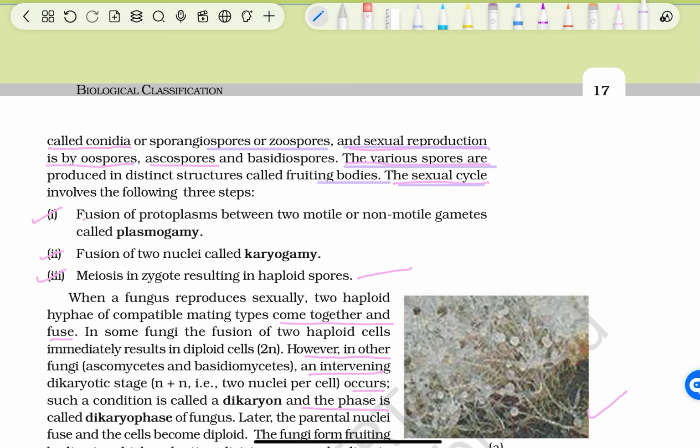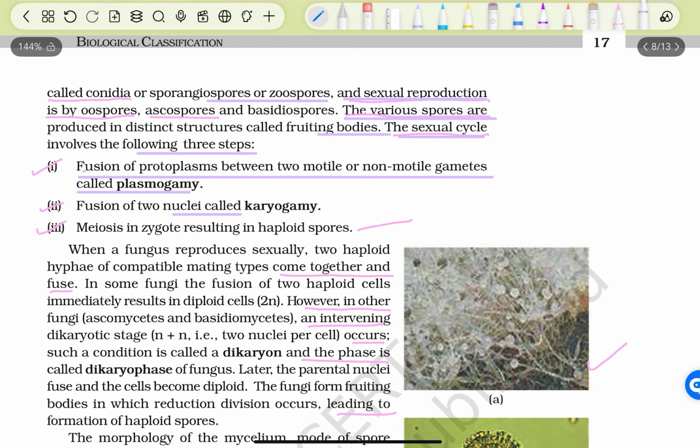The various spores are produced in distinct structures called fruiting bodies. The sexual cycle involves the following 3 steps. First, fusion of protoplasm between 2 motile or non-motile gametes, called plasmogamy. Second, fusion of 2 nuclei, called karyogamy. Third, meiosis in the zygote, resulting in haploid spores.